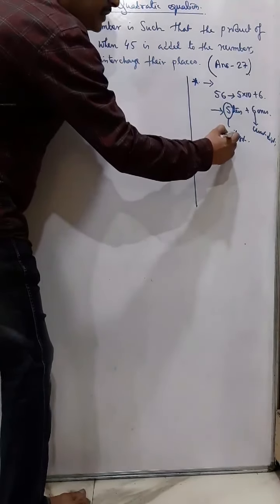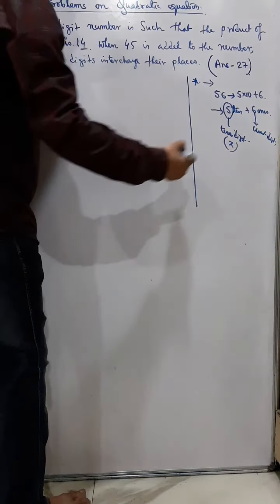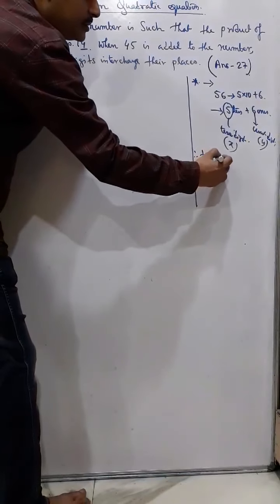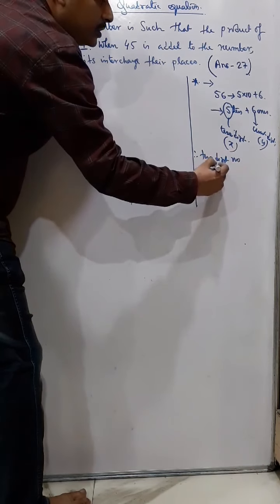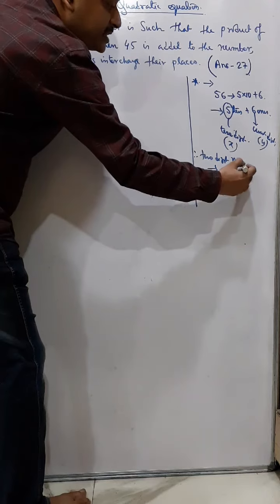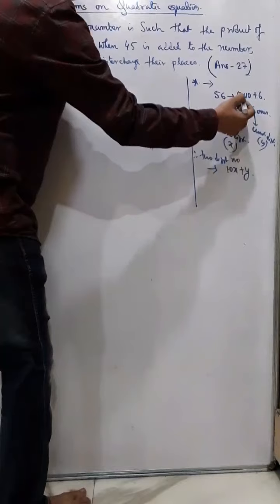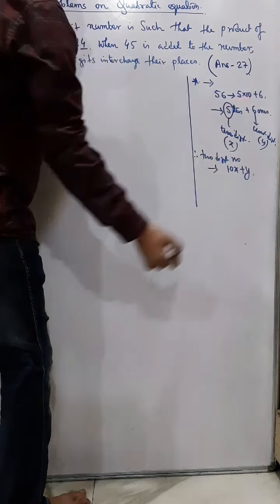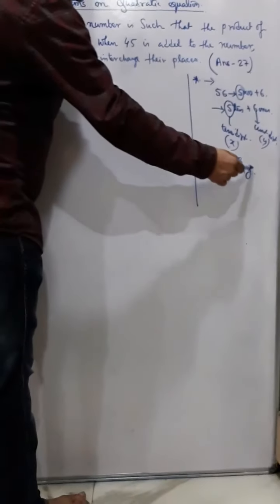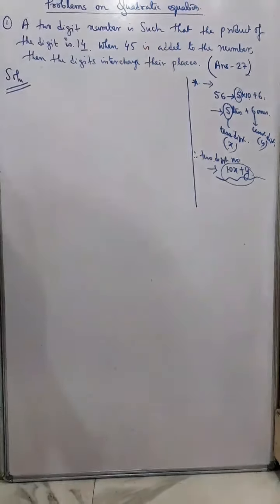Now suppose I take the tens digit as x and the unit digit as y. Therefore the two-digit number becomes 10x plus y, is it not? 10 into tens digit plus unit digit, like 56 means 10 into 5 plus 6. Here the tens digit is 5 and the unit digit is 6. So in that case, if I take the tens digit as x and the unit digit as y, we can say the two-digit number is 10x plus y. So this is the general format of a two-digit number.